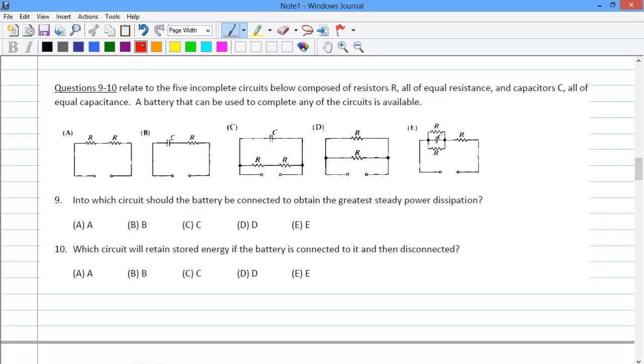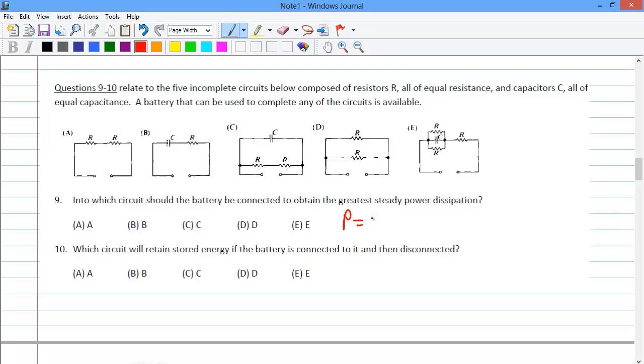Number 9, 9 and 10 relate to the 5 incomplete circuits below composed of resistors R, all of equal resistance, and capacitor C, all of equal capacitance. A battery that can be used to complete any of the circuits is available. Into which circuit should the battery be connected to obtain the greatest steady power dissipation? So in this case, it's asking us where, if we connect the battery, are we going to get the most resistance? Because the most resistance is going to give us the greatest power dissipation.